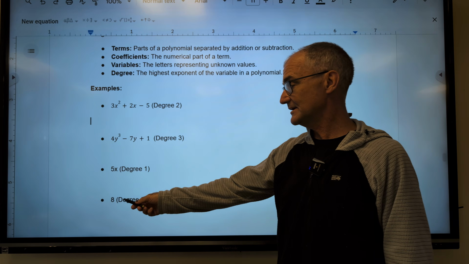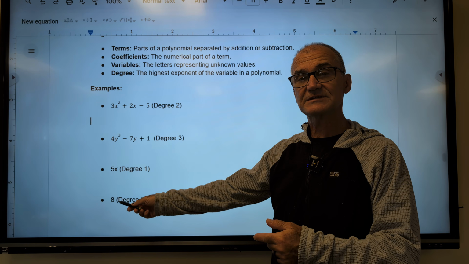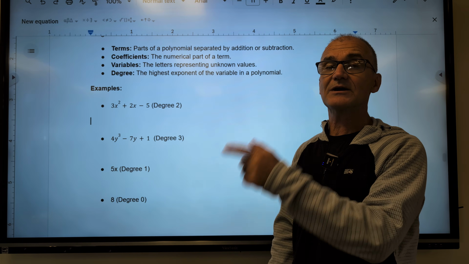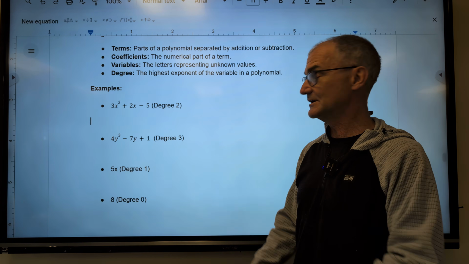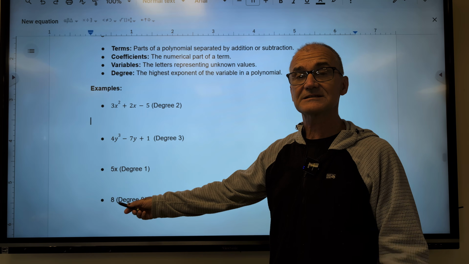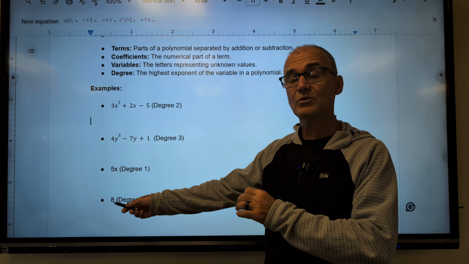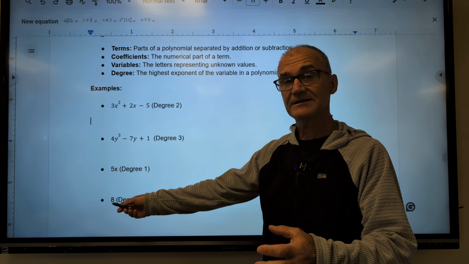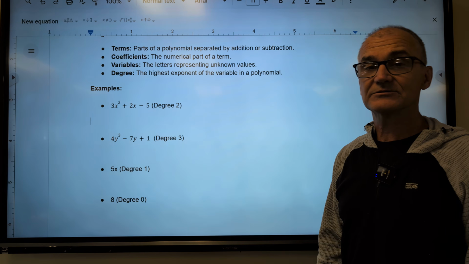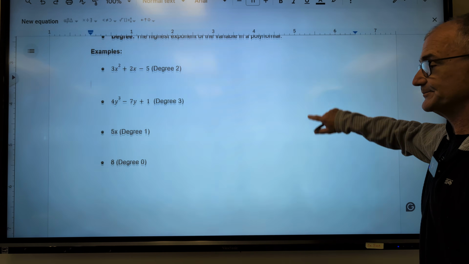And then this one right here, remember from a previous chapter, anything to the 0 exponent is always equal to 1. So this is 8x to the 0. X to the 0 is 1. 1 times 8 is still 8. So this is a 0 degree polynomial.